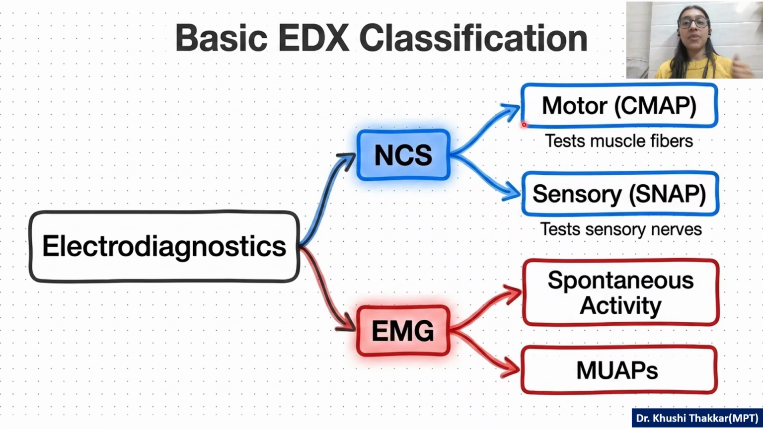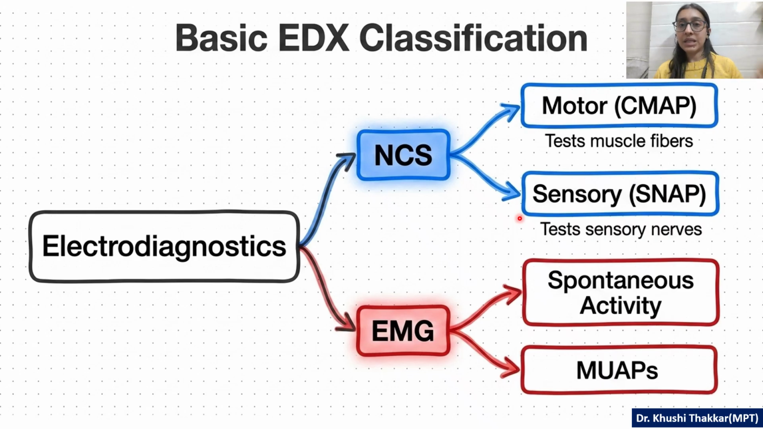So it helps us understand the motor fibers. Compound motor action potential tests the motor fibers of the nerve. Next comes the sensory nerve action potential, which helps us understand the condition of the sensory fibers and any pathology involved in the sensory. After this is done, next what we see is the EMG.